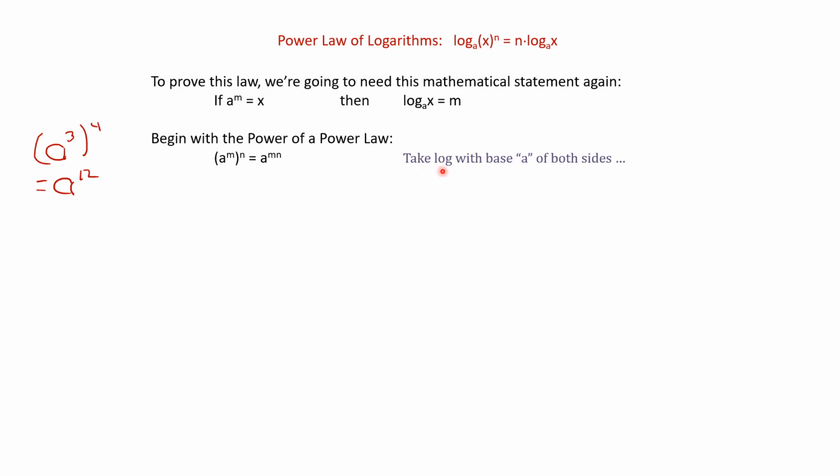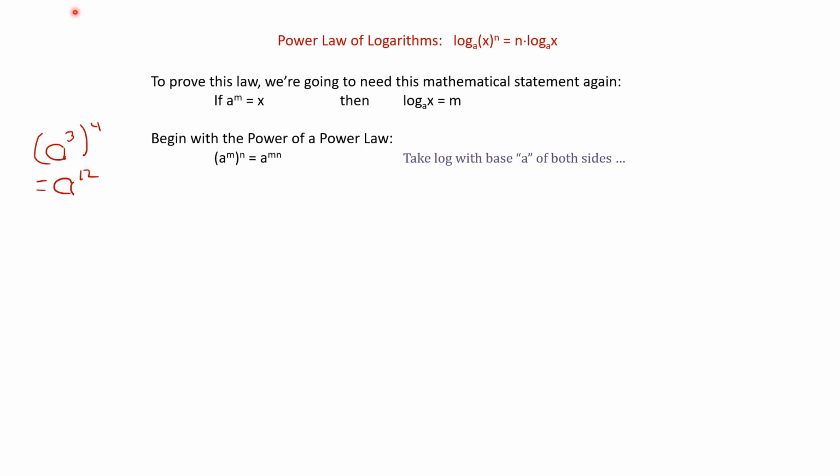So here's another strategy that you never would have thought to do before. In the past, you could say, oh, I'm going to multiply both sides by 3, or I'm going to subtract 8 from both sides. That's just basic algebra. What we're going to do is take log with base a of both sides.